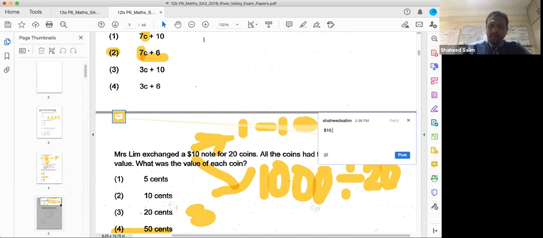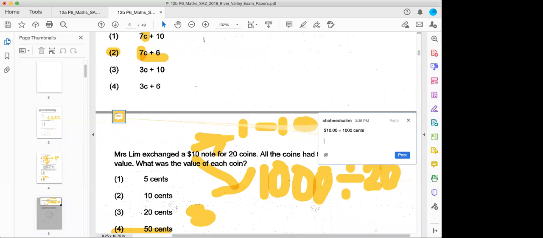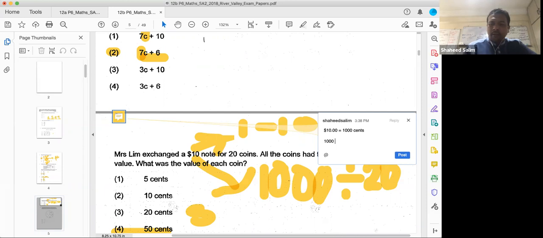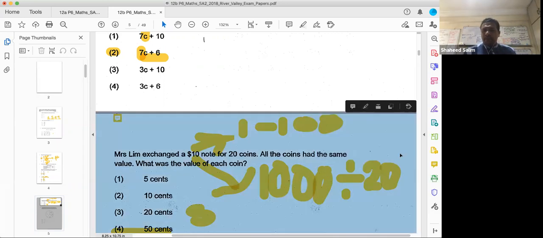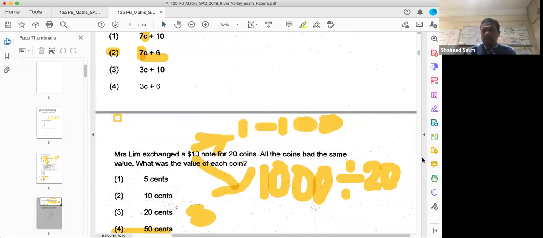Okay, so down here now. $10, you're right like that, right? $10 is the same as 1,000 cents. So now, if you have 20 coins like that, this 1,000 cents, we divide by 20, what do we get? We cancel the zero here, cancel the zero here. Then 100 divided by 2 is 50. So 50 cents.